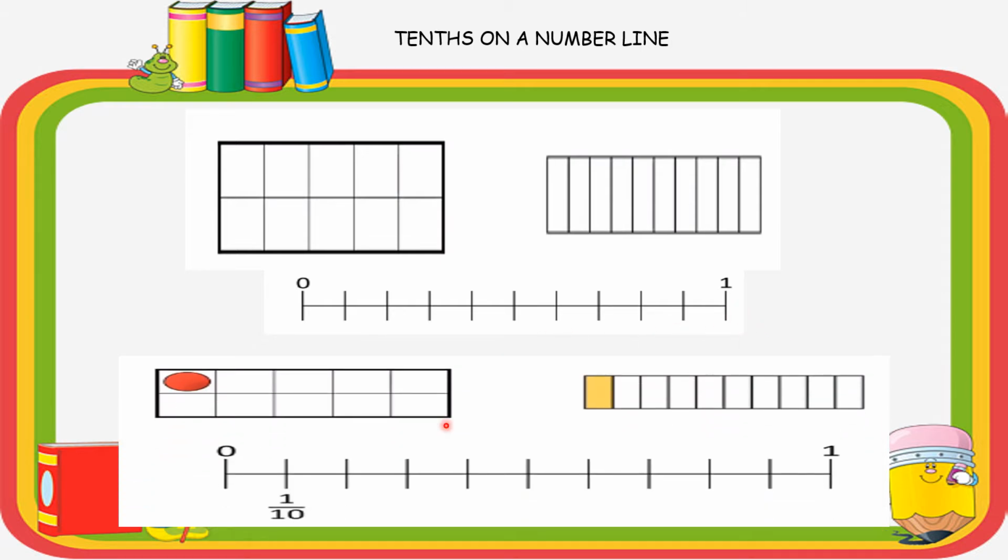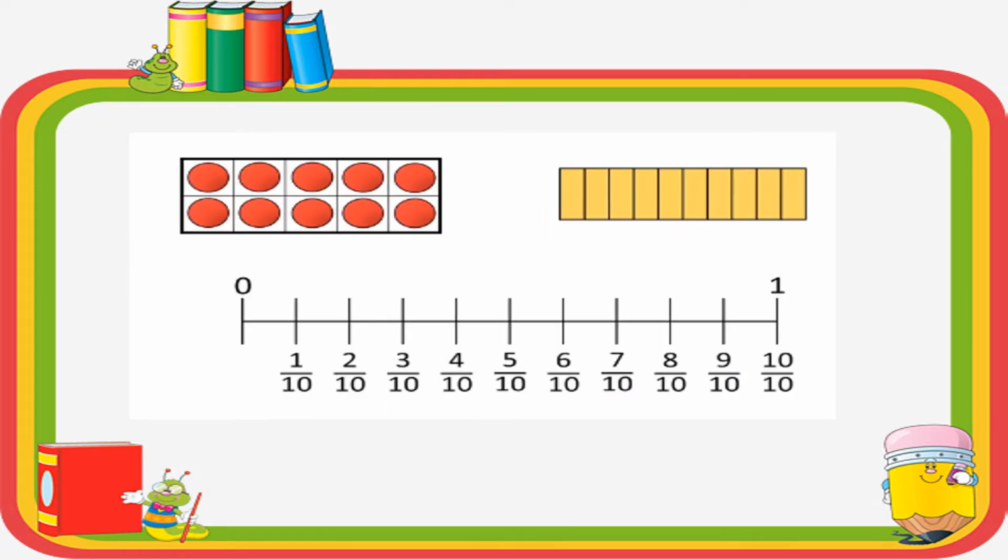Now, if you observe, when I drew one counter here and I shaded one part here, on the number line I have written 1 tenth. Now, if I draw another counter here, what will happen to the bar model? I have to shade this bar as well, and over here, what will I write? 2 tenths, because it has moved from 1 to 2, and on and on.